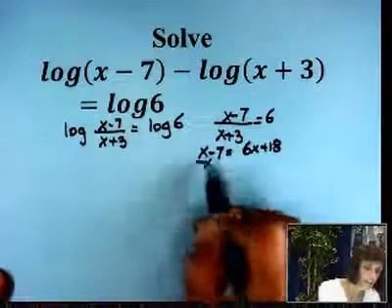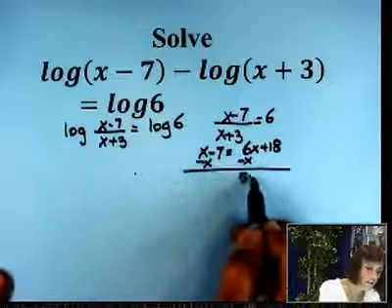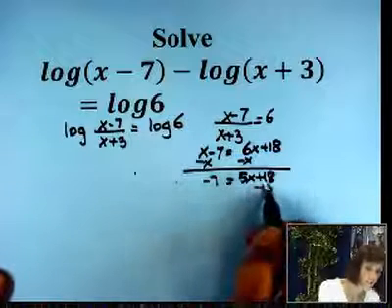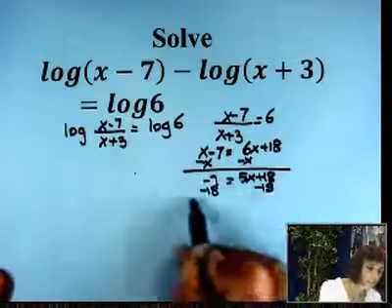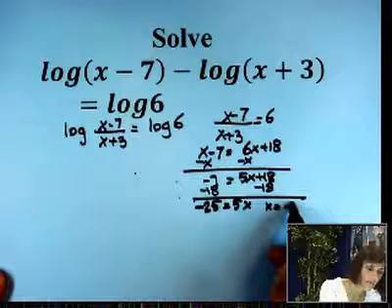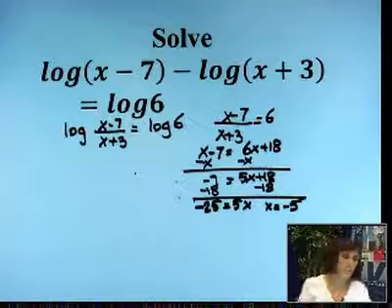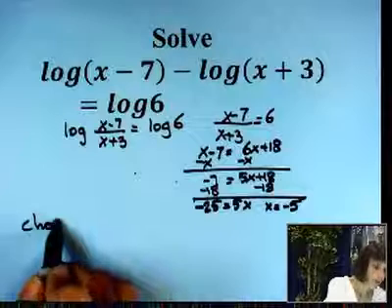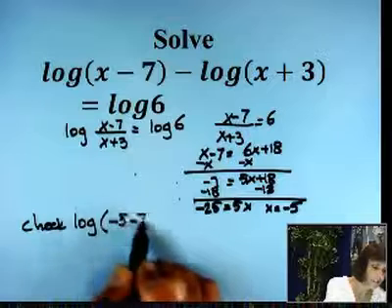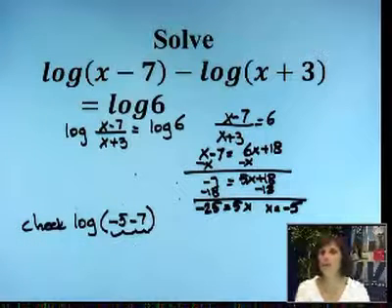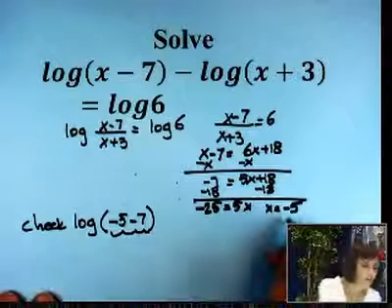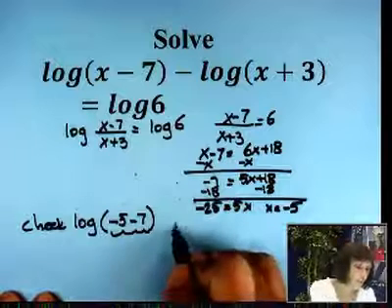Let's subtract x. So you have 5x. And let's subtract 18. You have negative 25 equals 5x, which is x equals negative 5. Now let's go check. When you check, look what happens. Log of x minus 7, with x negative 5, is negative. We have a problem right here. You're supposed to take the log of a negative number, and that's not going to work. So, since this is the only one that I found, the answer is no solution.